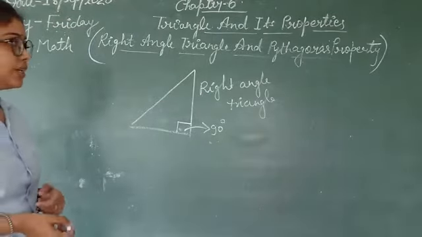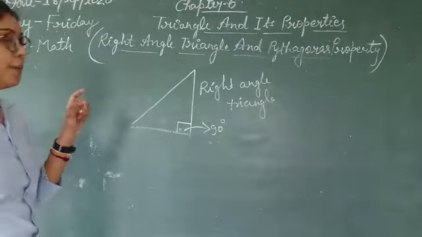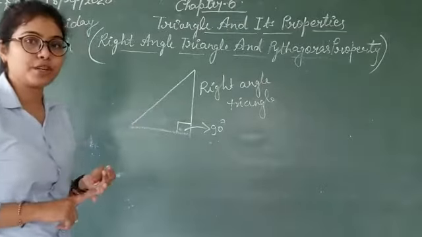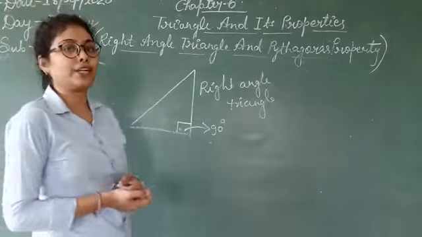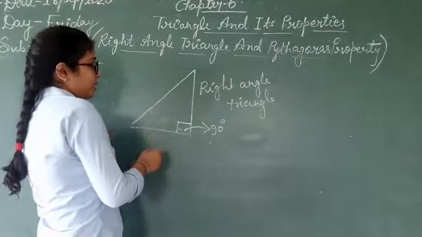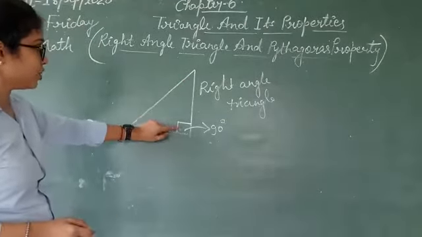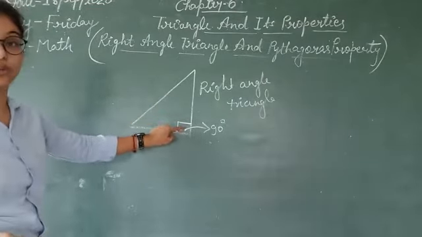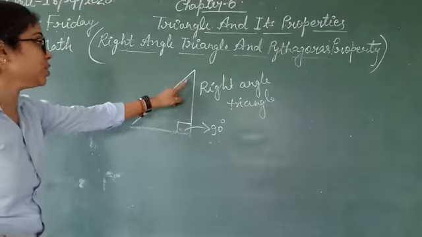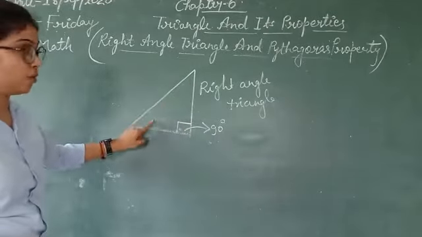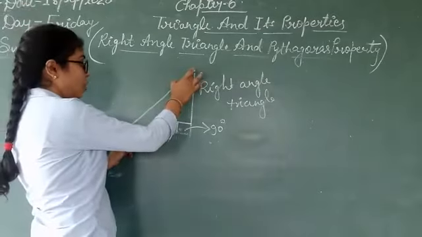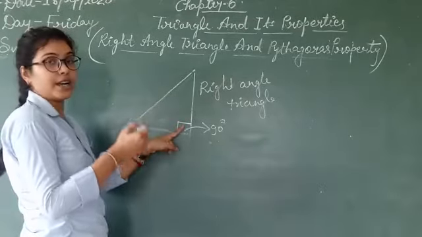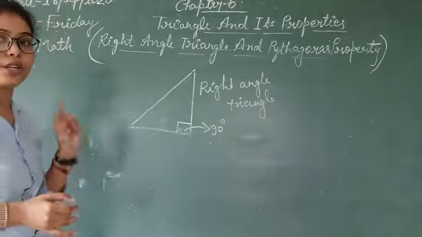Now in Pythagoras theorem there is a property which I will tell you later. Before that you should know what is hypotenuse, what is base and what is height. Okay, so you can see the side which is just opposite to the 90 degree angle is the longest side of the right angle triangle. It is known as the hypotenuse of the triangle.